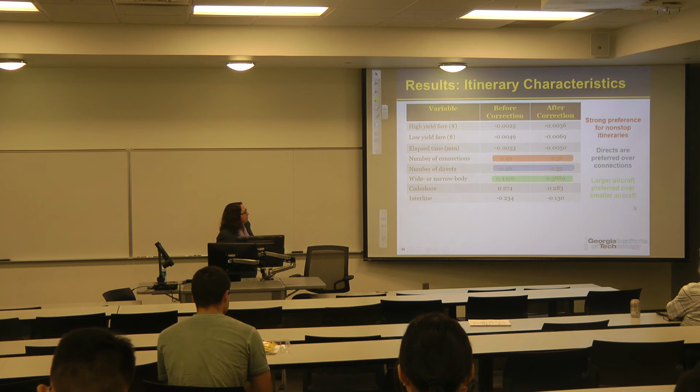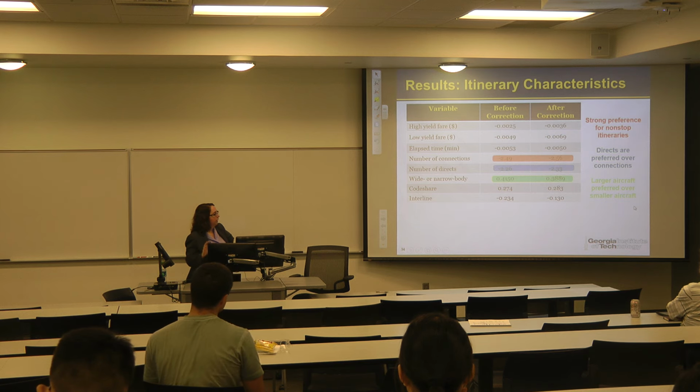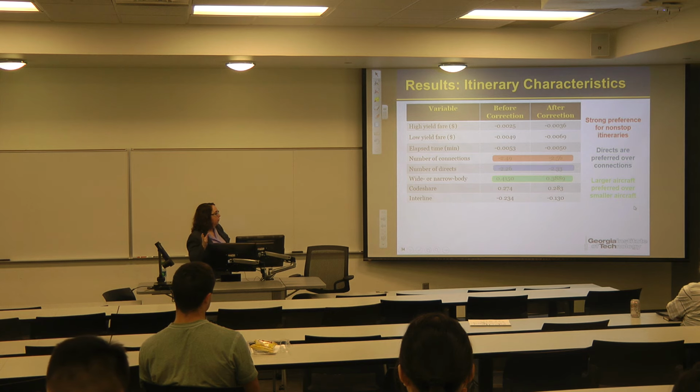Okay, other factors, just for completeness, what else did we find? Well, strong preference for nonstop itineraries, the negative 2.49. These directs are slightly preferred over connections. We typically see this. Larger aircraft are preferred over smaller aircraft. So you've got a wide or narrow body, you like that more than an RJ or prop.